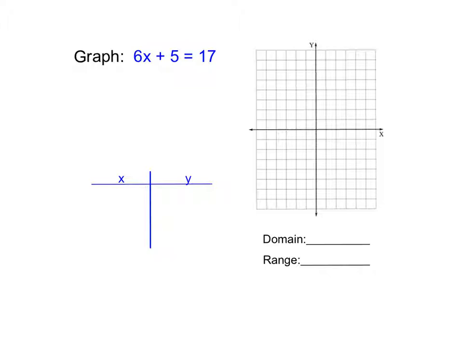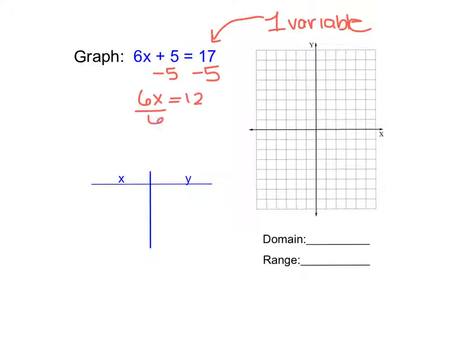So now that we've done a couple easy examples, let's start to make it a little more difficult. Here, what we're going to do first is get our variable by itself. When I look at this equation, I notice there's only one variable. And if there's only one variable, I need to get that single variable by itself. So I start by subtracting 5 on each side. So I have 6x is equal to 12. I divide both sides by 6, and I find x is equal to 2. So that's my equation that I need to graph.